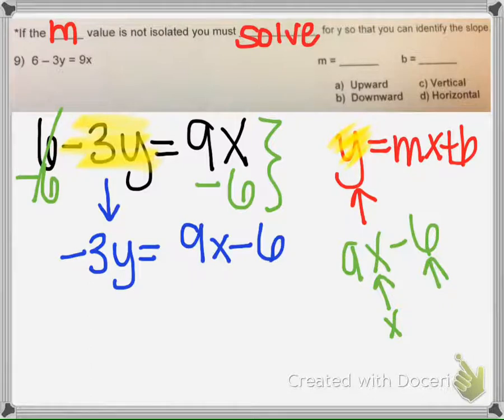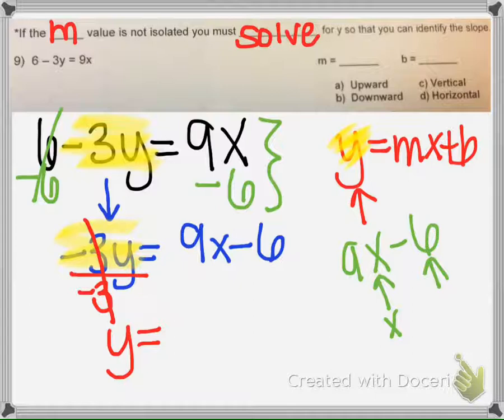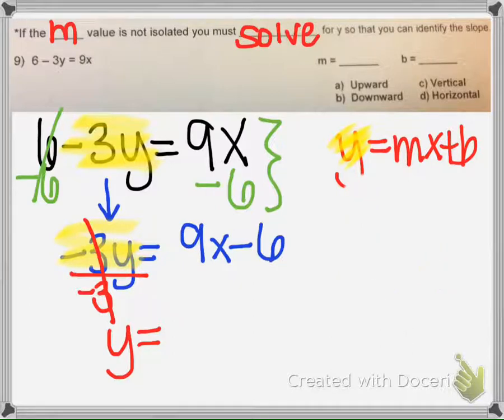And then the very last step to get rid of the number next to the variable, that's when we're allowed to divide. So we're going to divide everything by a negative 3. And this is going to cancel because negative 3 divided by negative 3 is 1y. And that's what we want here. We want it in y equals mx plus b form. But whatever we do to this side, we have to do to this whole entire side here. So we're going to have to divide everything by negative 3.